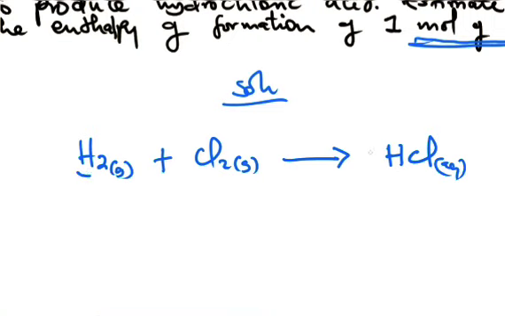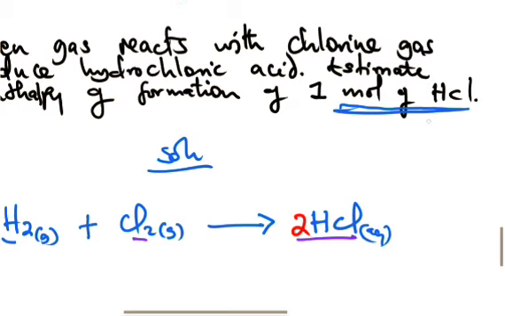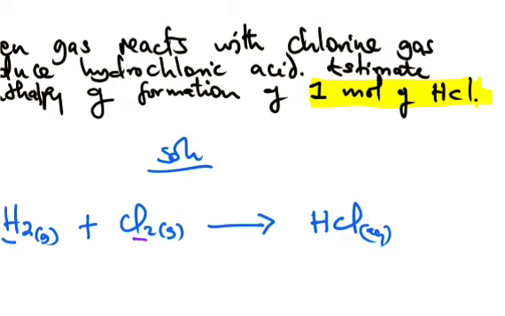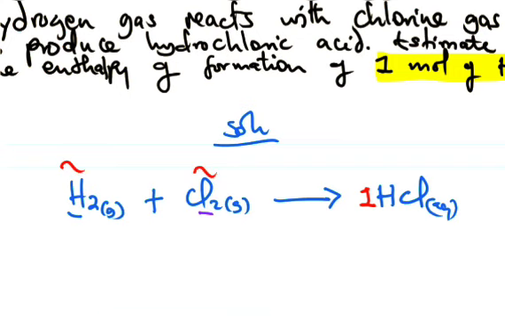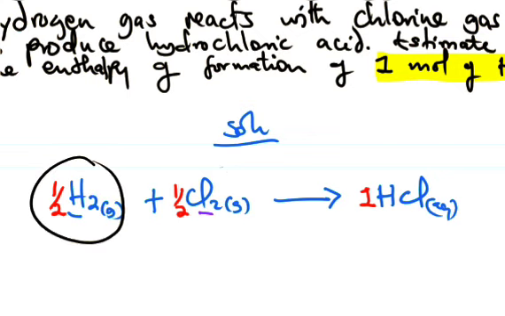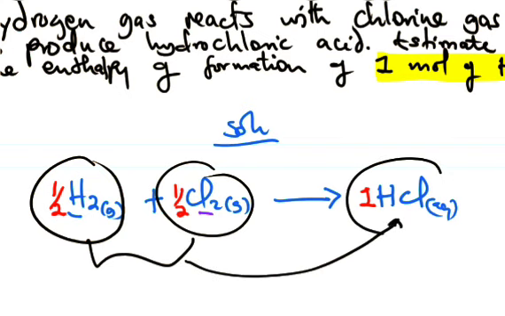For hydrogen, we need to put 2 in front of HCl. Chlorine is then balanced as well. But the question was asking us to find the change of only one mole of HCl. So what are we going to do? We need to put a half in front of each of the reactants, half of 2 being 1, so that we produce one molecule of HCl.